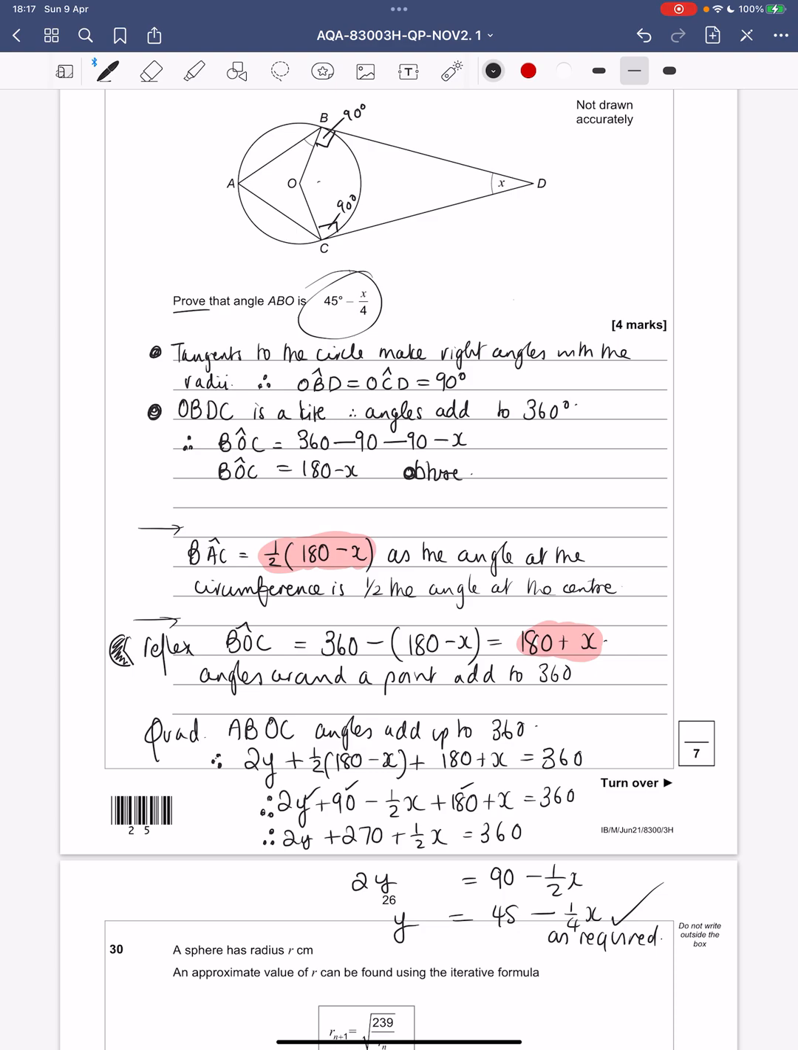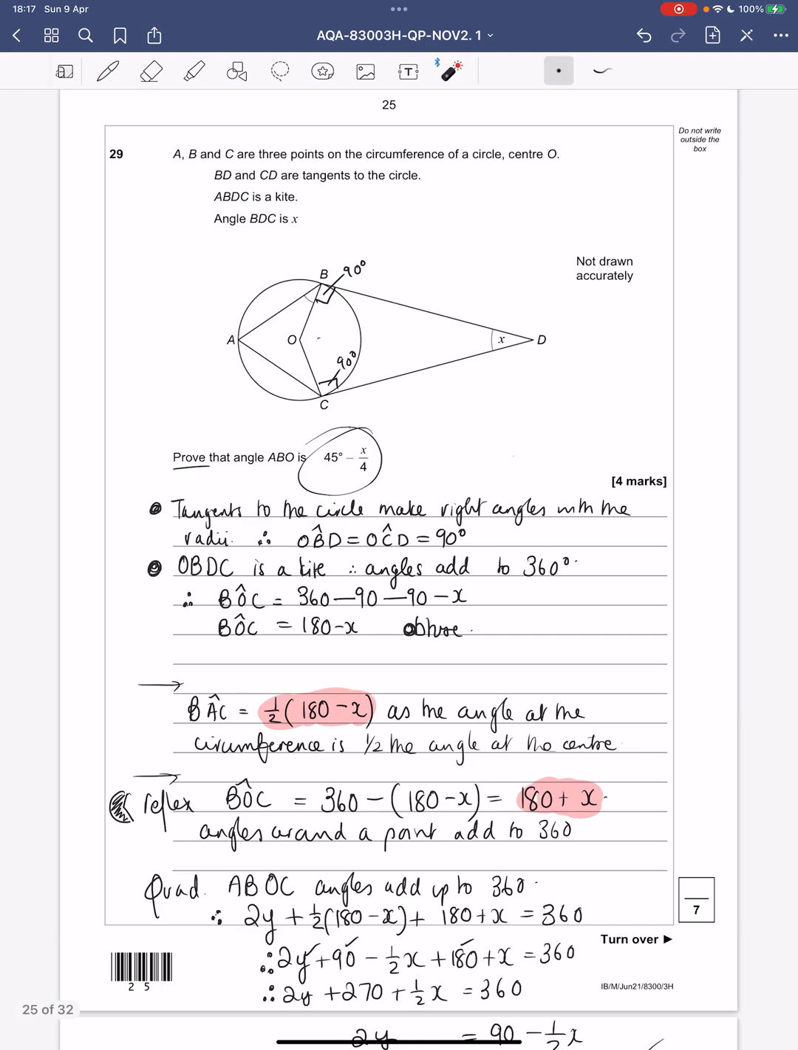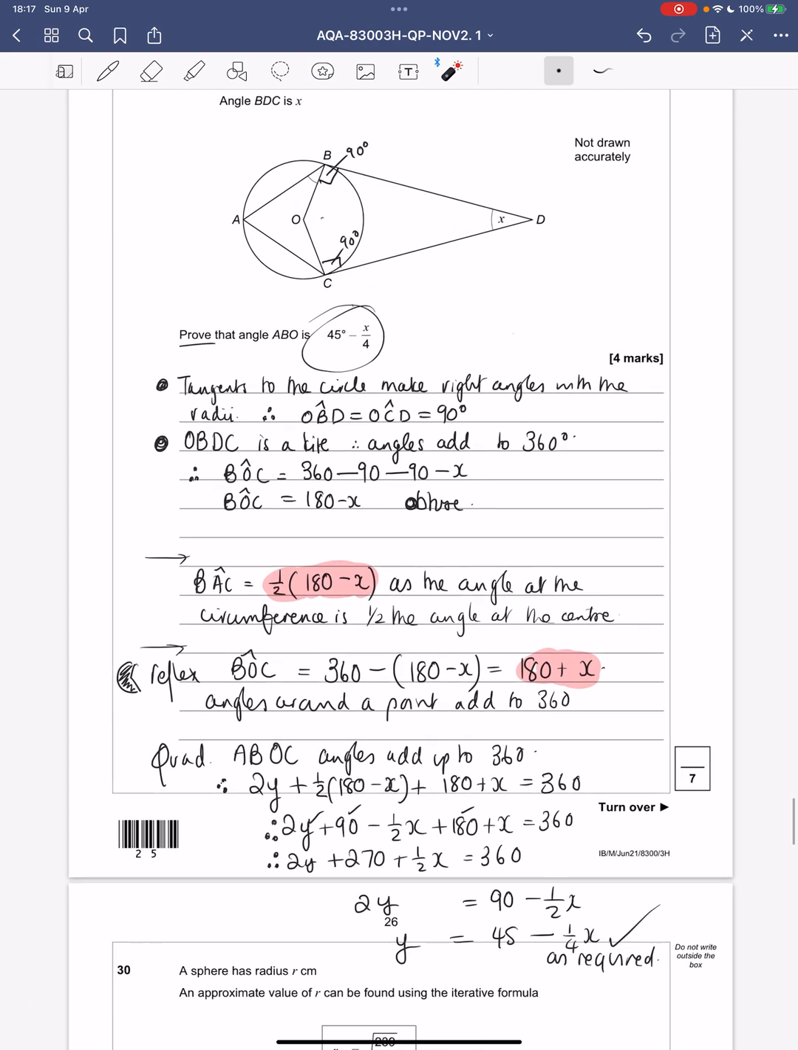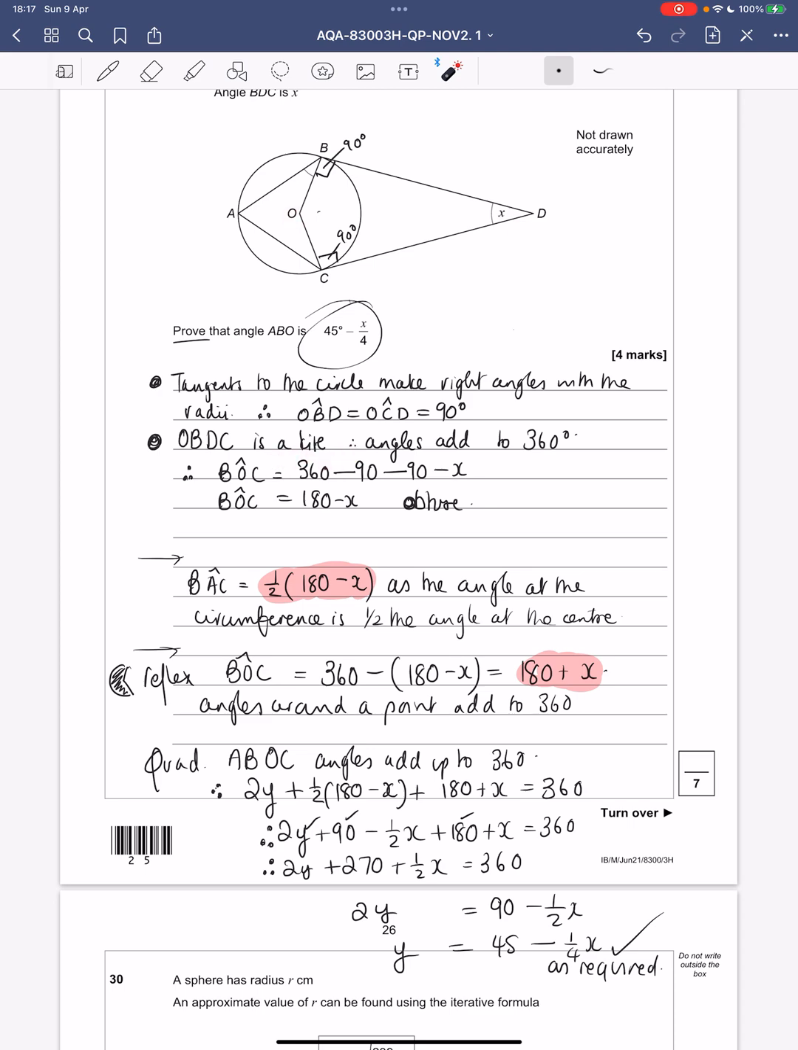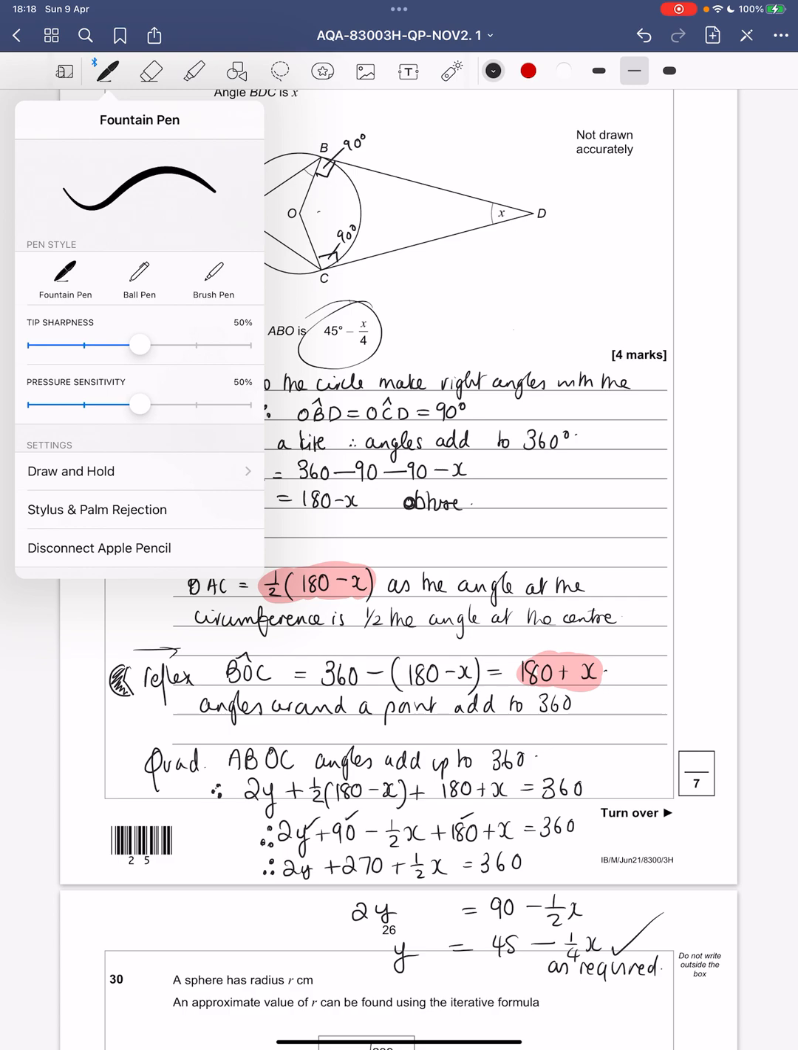Now in the blurb at the top it says that ABDC is a kite, but also OBDC is a kite as well because they're radiuses, so they're the same. So I've got OBDC is a kite, so these four angles here add up to 360. So angle BOC is 360 minus the two 90s and minus the x, and this is an obtuse angle. The obtuse BOC is therefore 180 minus x.